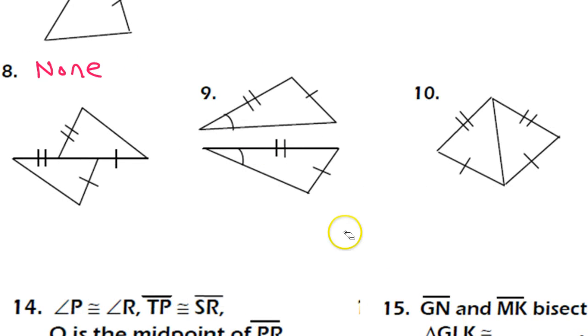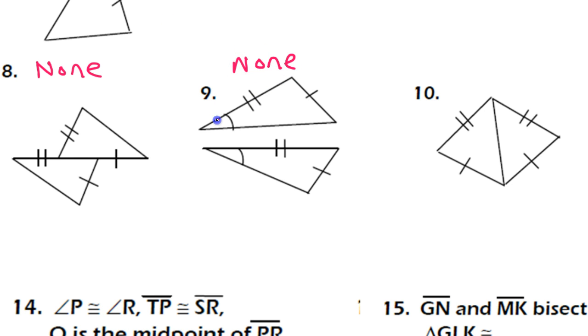Okay, what about number 9? I have two sides and an angle. If I were going to make up a postulate for this, it would be side, side, angle. I'm being careful not to write it the other way. Angle, side, side would mean the same thing, but that's a bad word, which is a hint to me that this is not one of the postulates that proves that triangles are congruent. So that's why instead we're going to just put none.